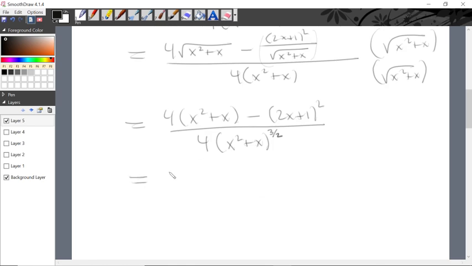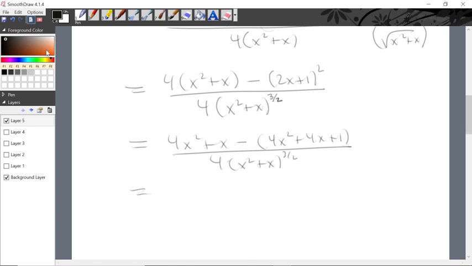We can simplify further through expansion. 4 times x squared plus x minus, and this foiled out would give us a 4x squared plus 4x plus 1. Okay, denominator remains the same. Now we can combine the terms in the numerator. We have 4x squared minus 4x squared. Those will cancel each other out. x minus 4x gives us negative 3x. And then we have a minus 1 as well. That cleaned up pretty nicely. So we have 4 times the quantity x squared plus x to the 3/2.